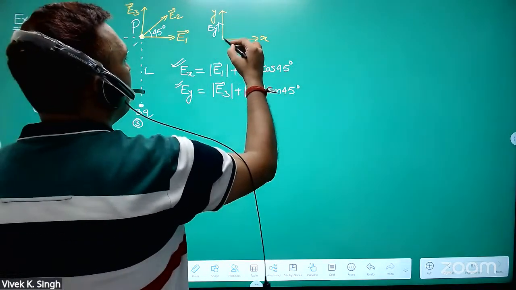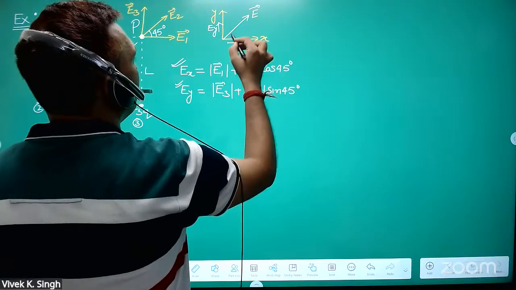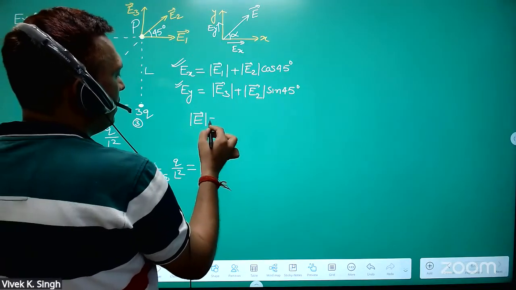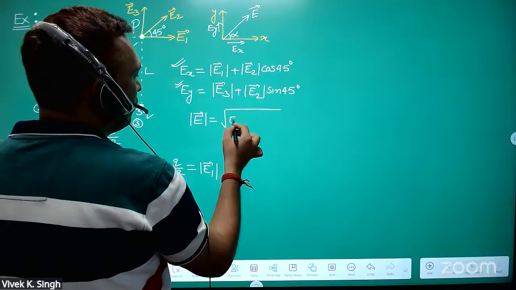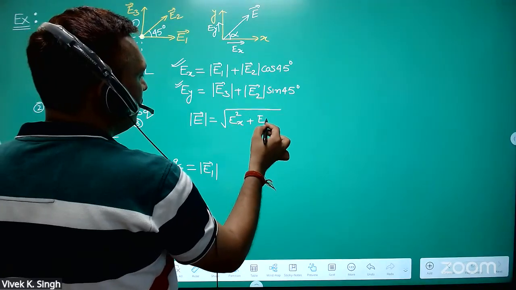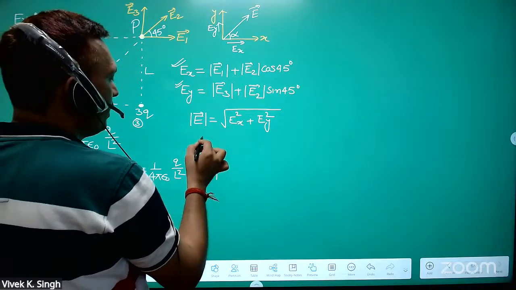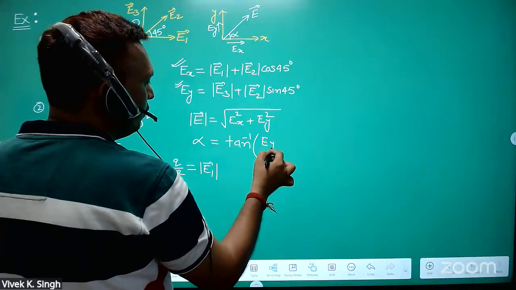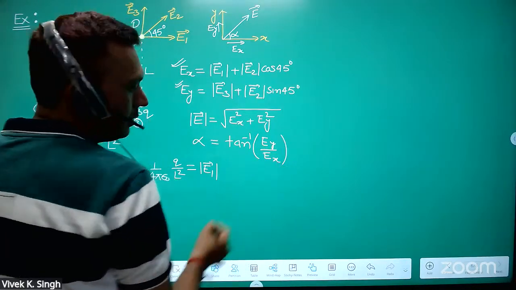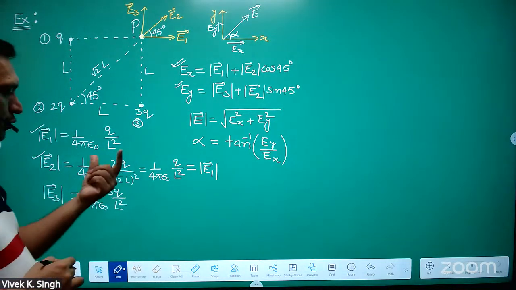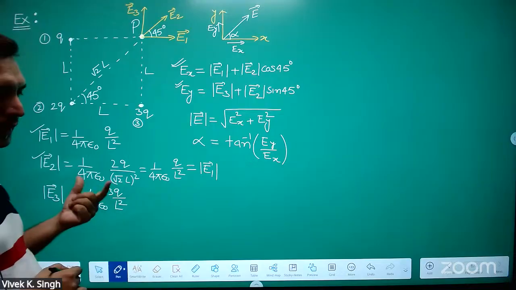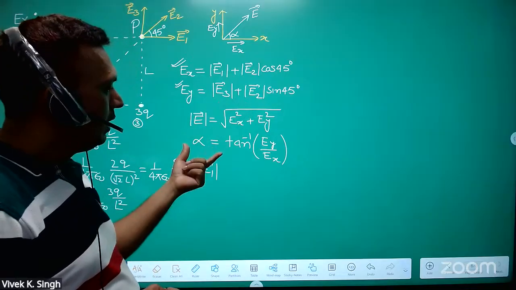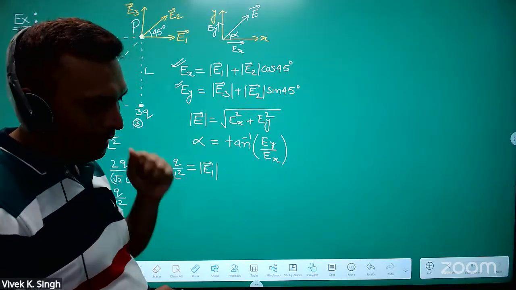Let's say this is the resultant field E, which makes an angle alpha with the x-axis. The magnitude of E you can calculate as under root EX square plus EY square. EX and EY are known, so you can find it. And the direction with respect to x is given by tan inverse EY by EX. For a numerical value, if Q and L are given, then you should get the numerical value. Otherwise, the magnitude is under root EX square plus EY square, and alpha is tan inverse EY by EX. Is it clear?